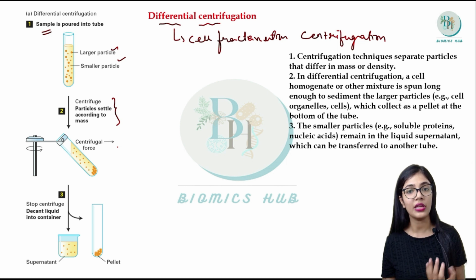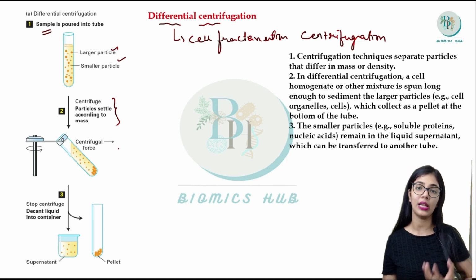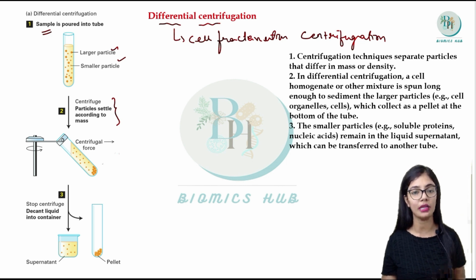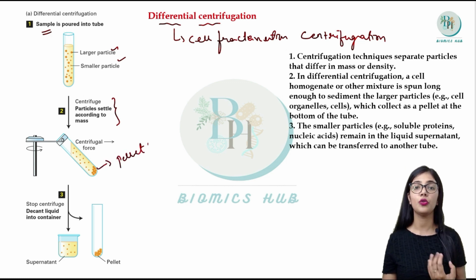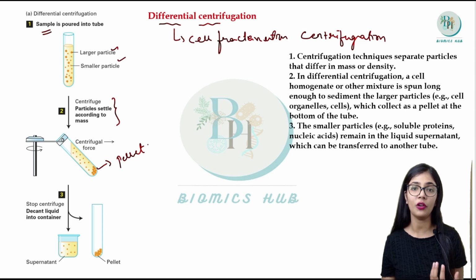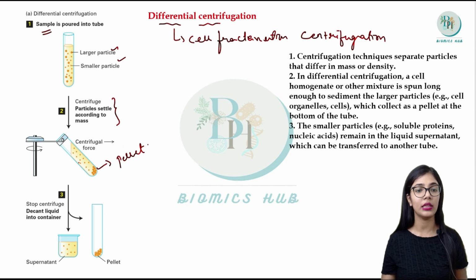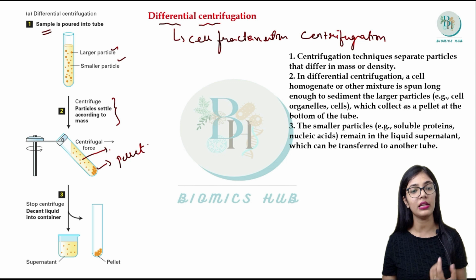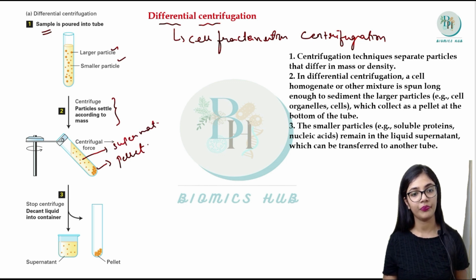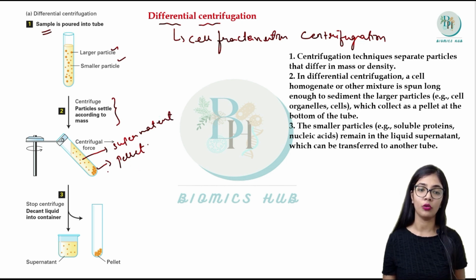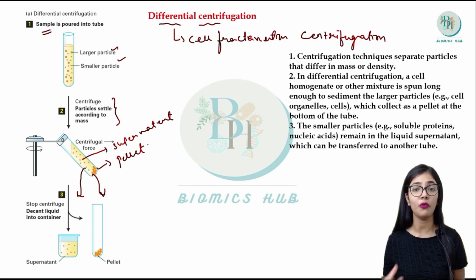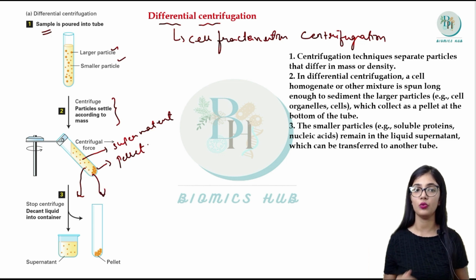Those that are heavy or large in the solution will settle down, and they are called the pellet. Those that are small or light will remain in the solution, in the upper part, and that is known as the supernatant. Then we can separate it out: we can take the supernatant in one tube and the pellet in another tube, and use them for whatever experiment we want to do.